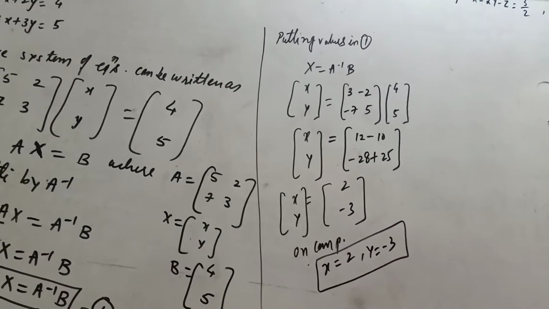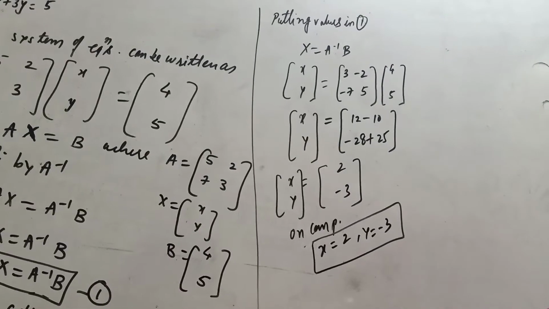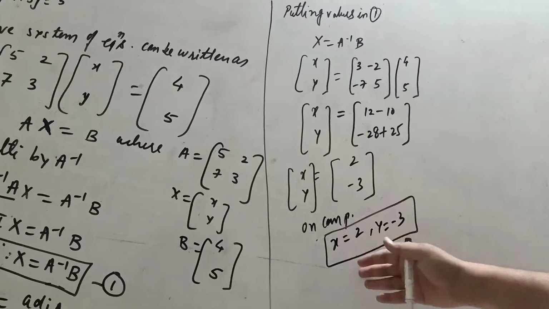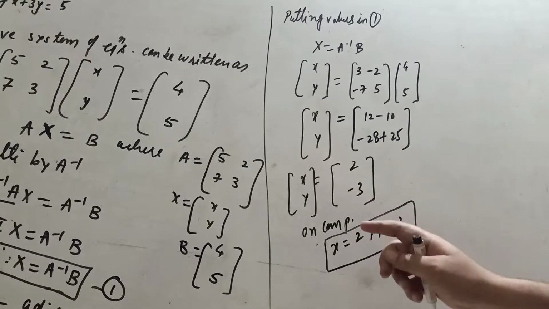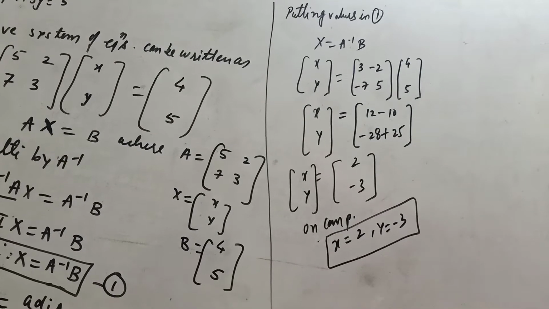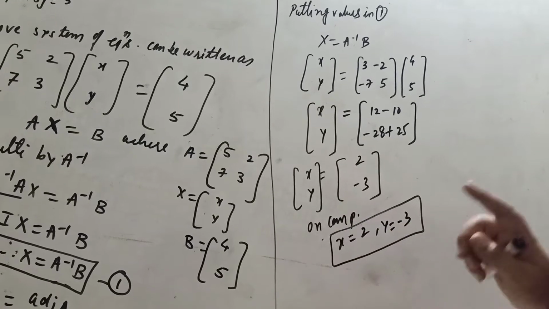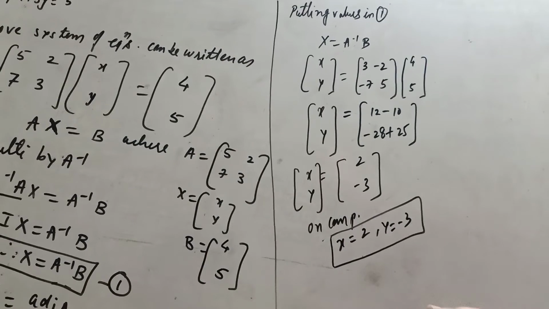So whenever you have to solve, first of all you need to find determinant A. If determinant A is not equal to 0, the system has a unique solution, and this is the unique solution, x = 2, y = minus 3. In examination it will be given that using matrix method, means you have to use the matrix method. You cannot use elimination method or substitution method. If you use that, you will get 0 marks. So remember that. Now I have done question number 7, which contains two variables.